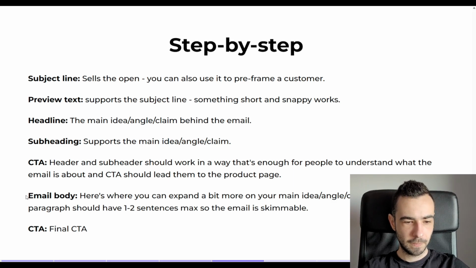Then for the email body, here's where you can expand a little bit more on the main idea of the email. Usually you don't want to make it too long, like 8 paragraphs with 1 to 2 sentences maximum, because this way the email is going to be skimmable, very easy to read. You have to be designing your emails with that in mind. You need to make sure that your emails are very easy to skim through and very easy for people to read. And then the call to action is the final CTA, which is pretty much the whole structure.